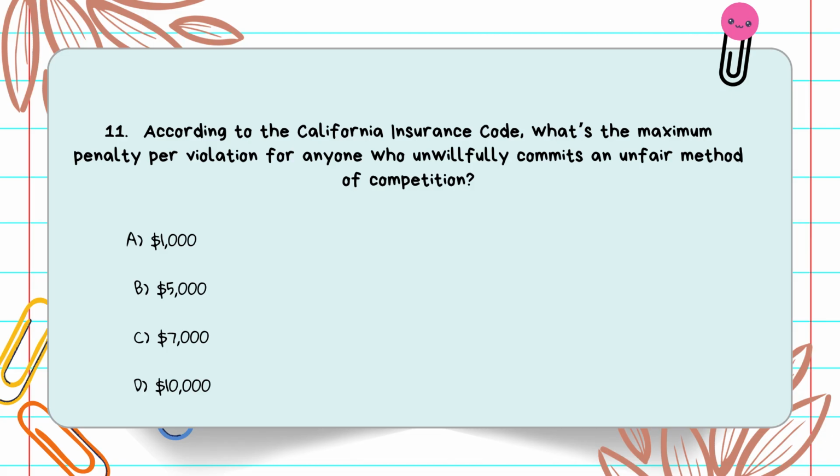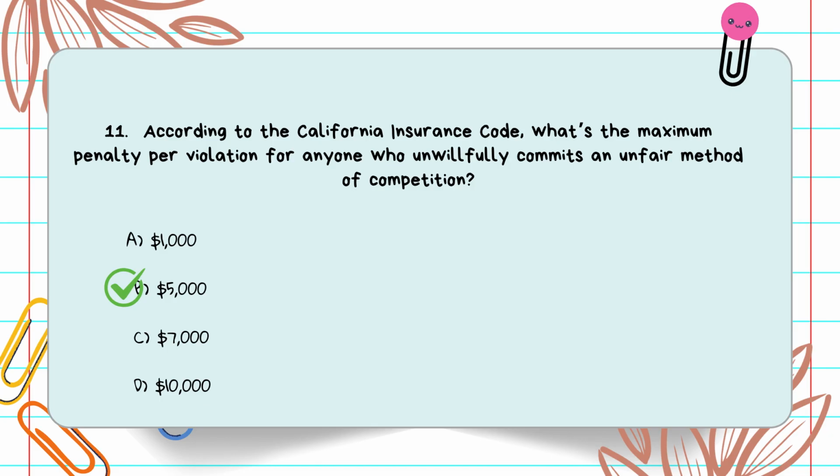A, $1,000. B, $5,000. C, $7,000. D, $10,000. If the violation wasn't intentional, the fine is up to $5,000 per violation. If it was willful, that amount can double. The answer is B, $5,000.